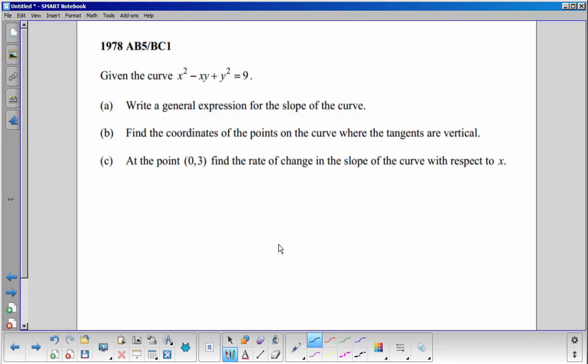Okay. All right, this is from 1978. But this one was on the AB test and the BC.